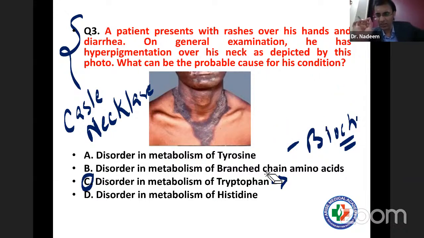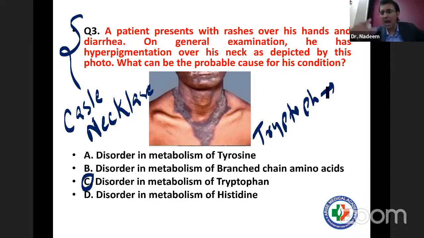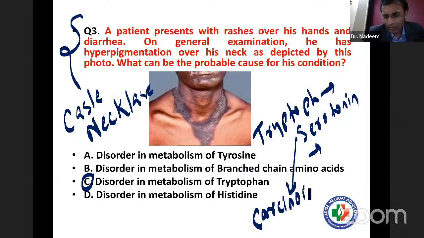I have just given you a basic example of what kind of questions can be asked. Many questions can be asked. Whenever the first amino acid is tryptophan, after further metabolism there will be production of 5-HT, serotonin, and finally there will be production of niacin also. So if there is the word serotonin, then a clinical question can be asked related to carcinoid syndrome also.